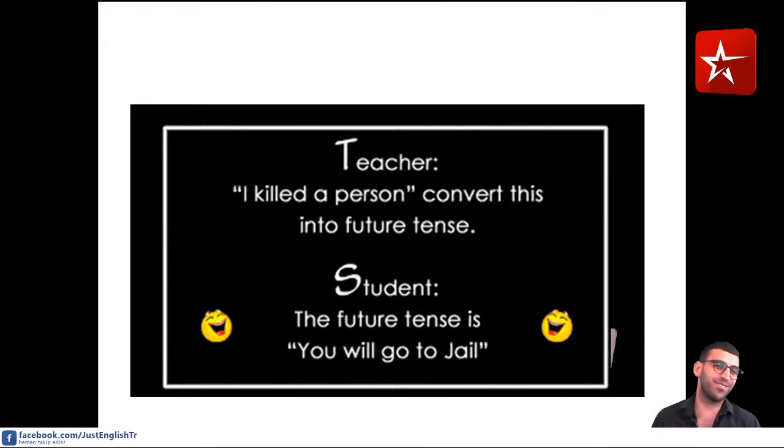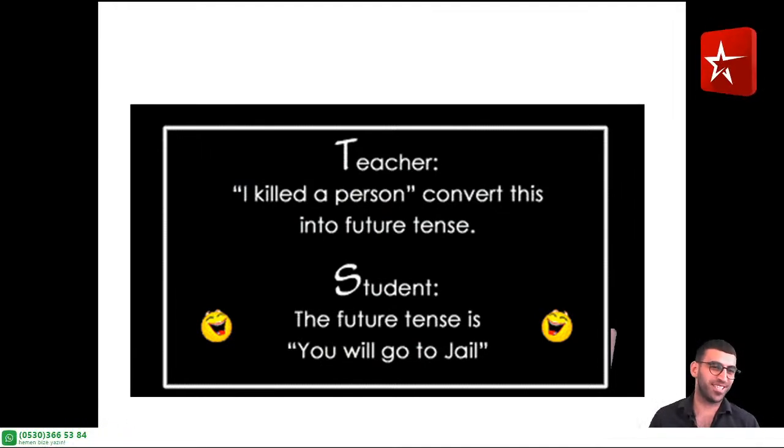It means there's a misunderstanding between the teacher and the student. The student got it wrong by the teacher. I kill a person. How can we use this sentence in the future tense? We should say I will kill a person, but the student says he will go to jail.